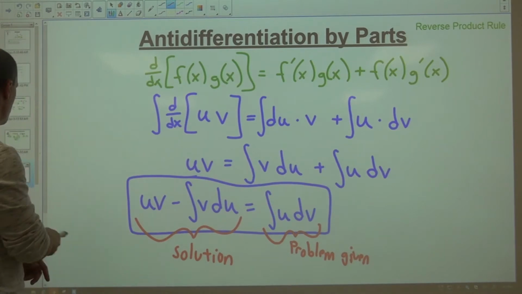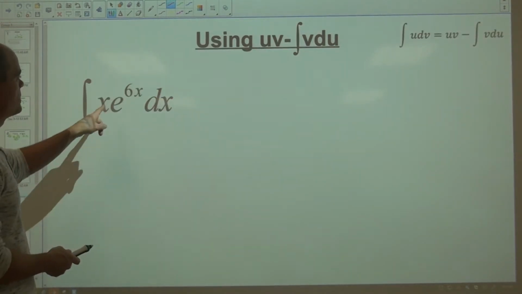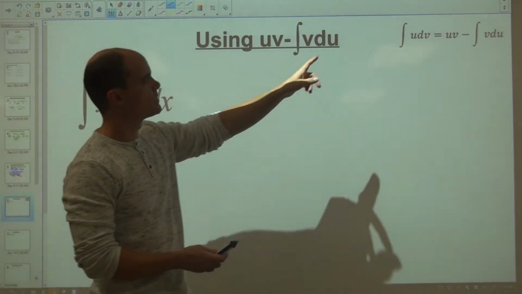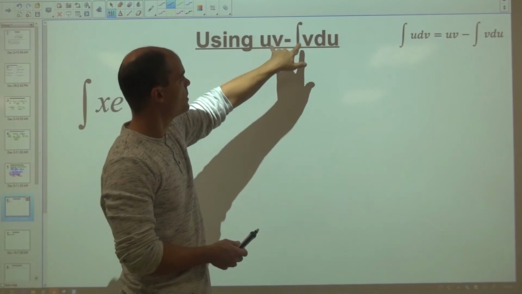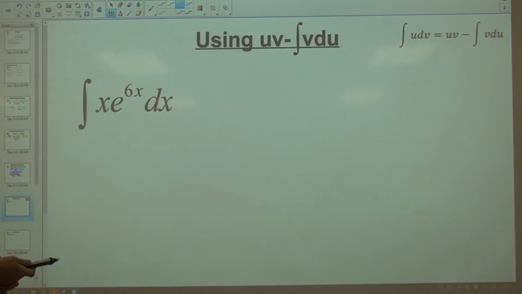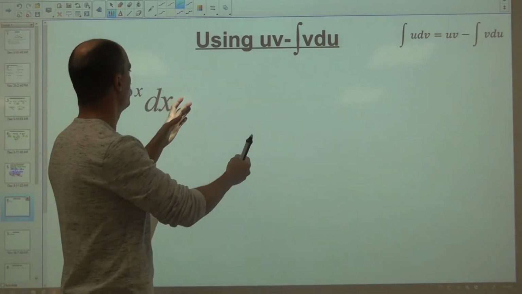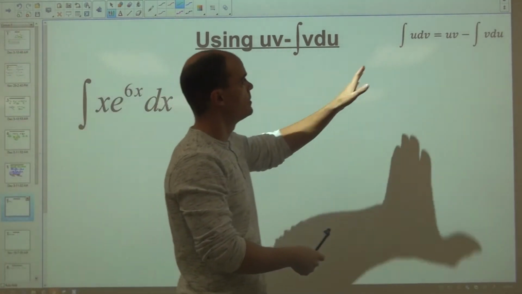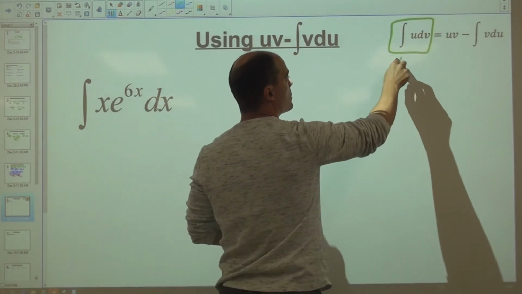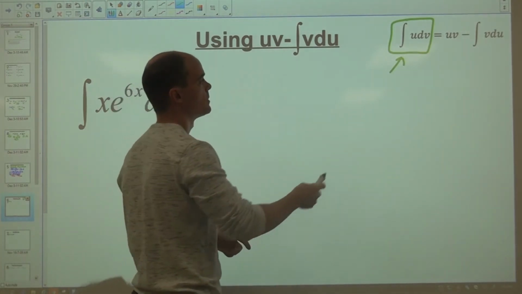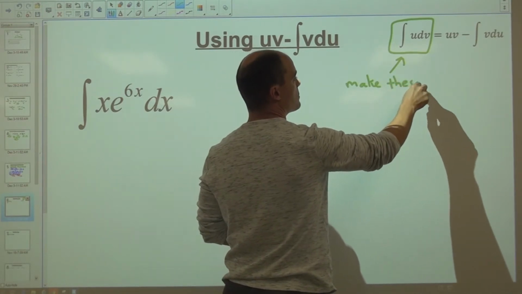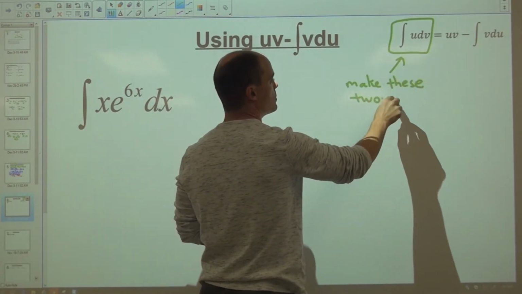So let's apply this. Let's see what it looks like. So let's go back to the example we couldn't do before. This is a reverse product rule. There's the entire rule, but here's the piece that we're using, uv and v du. So how do we attack this? Well, we have to model this using this rule, and this piece of information right here, you have to set this up. So you have to make these two choices.